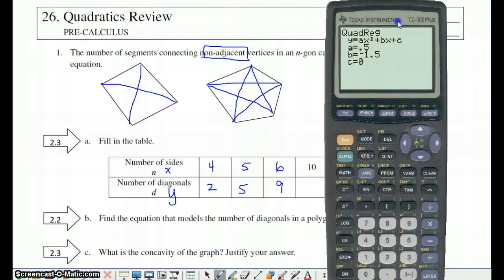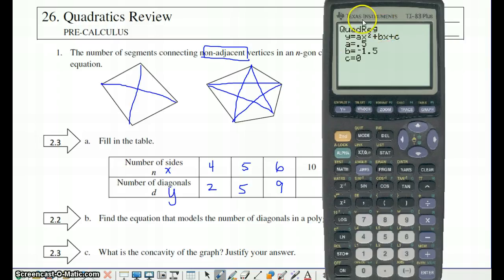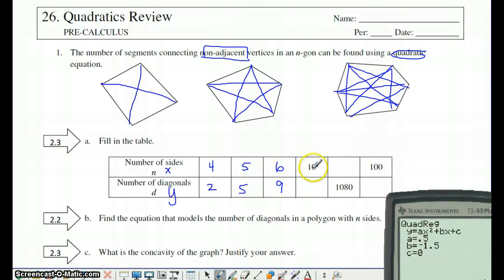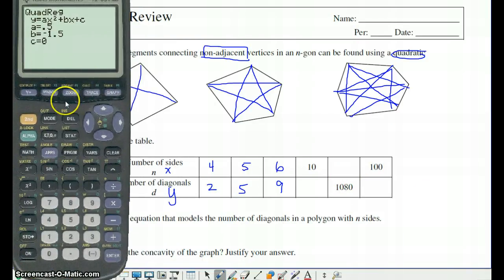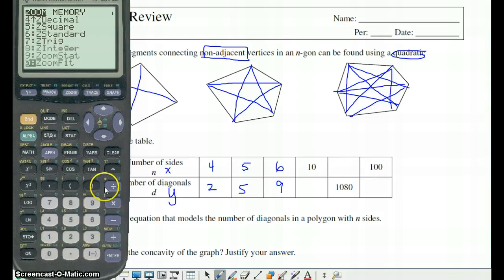So let's see. To find these missing pieces, I need to go where x equals 10, and then all the way up to x equals 100, and somewhere where y equals 1080. So I'm probably going to choose a window somewhere between 4, because I don't need anything below that, or maybe even 3. That would be a triangle. You can't go less than that. So all the way up to, we'll do 100. And that's when you're allowed to do zoom fit, only after you've chosen the domain. Hit zoom fit, let it graph.